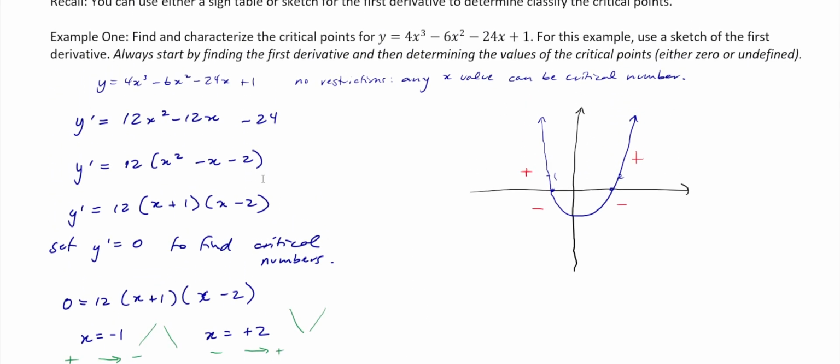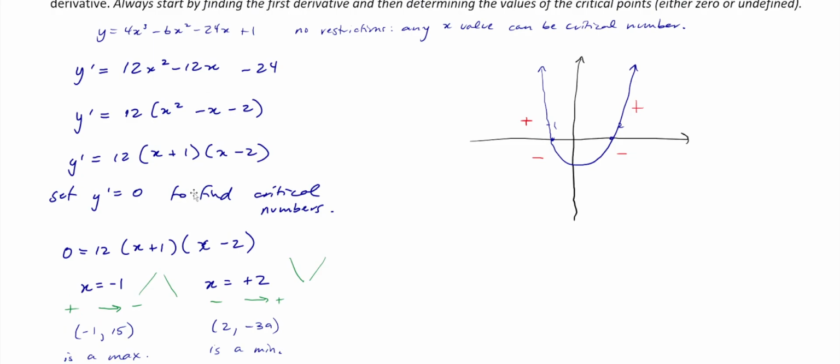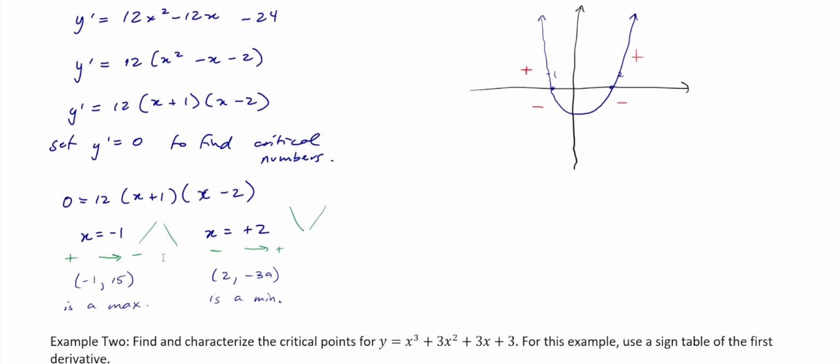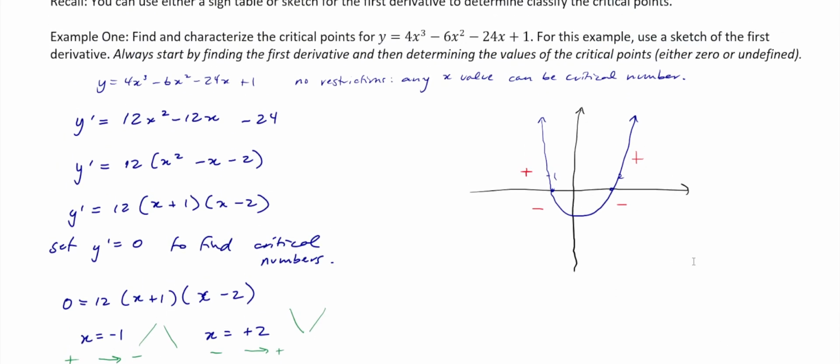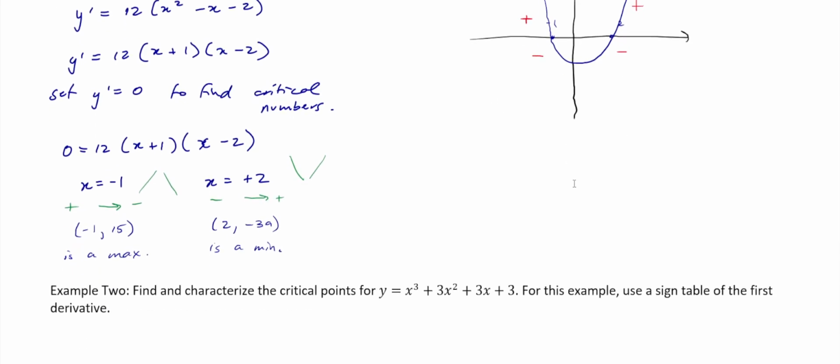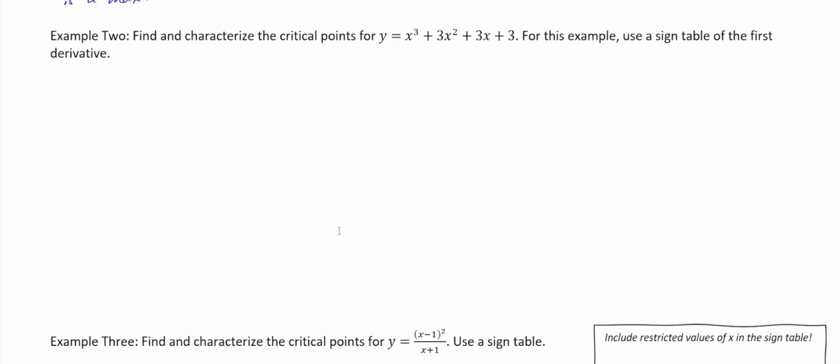So again, take the function, find the first derivative, find the critical numbers, and either sketch or use a sign table. In this case, we use a sketch to look at the behavior around the zeros. And then we saw that because of the sign change, that made this one a max and this one a minimum.